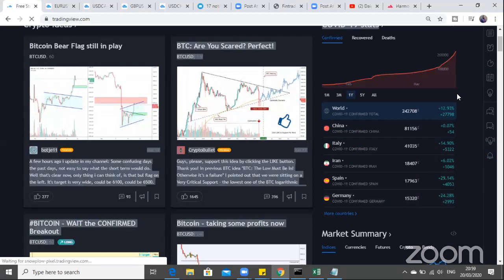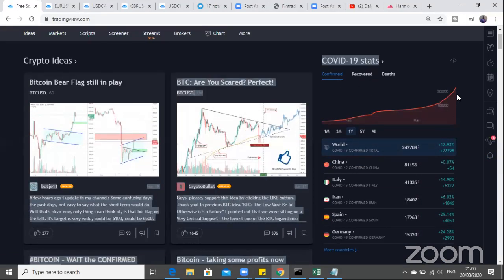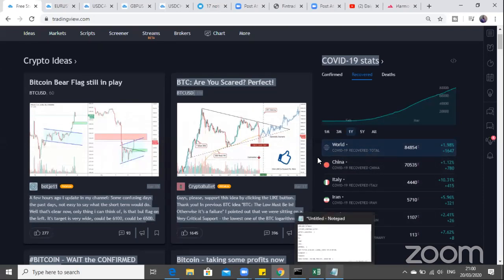Okay. Confirmed, we have 242,000. Recovered, we have 80-something thousand. That's over 80,000. That's how many percent? So we have 9,000 dead. That is 12%. 12% dead. 84,000 of 200,000. How many is that?